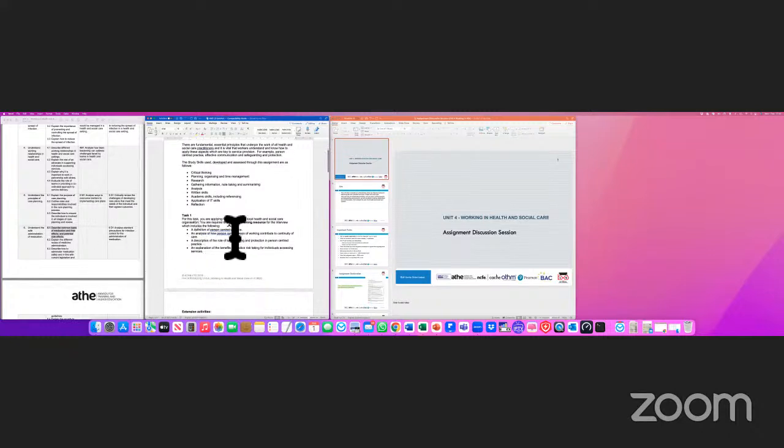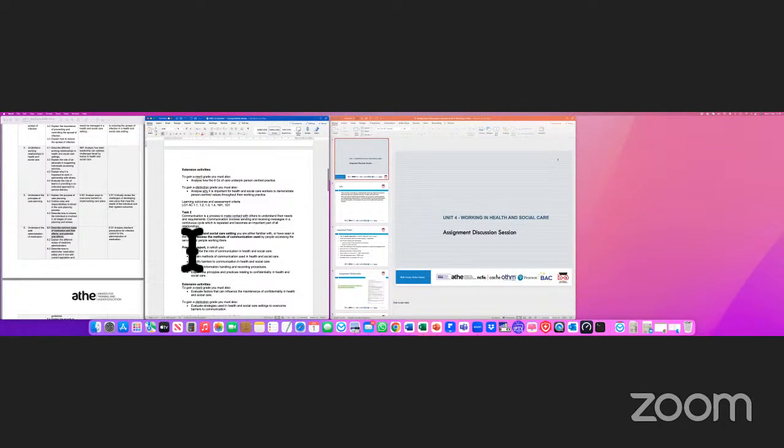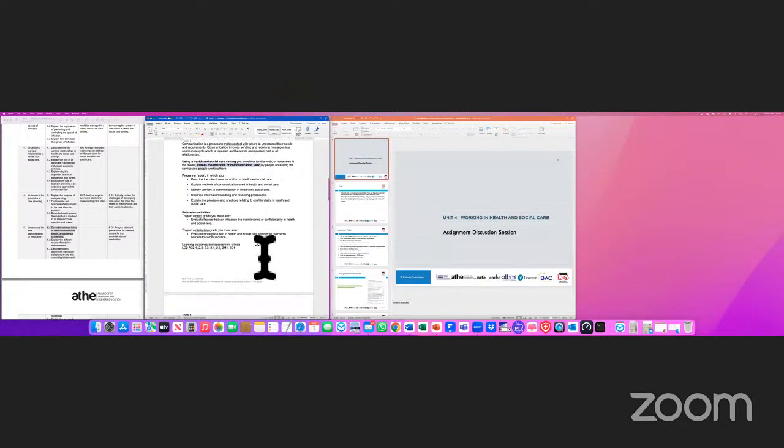So for task 1, as you can see, it says prepare a training resource for the interview, which is going to be a Word document. Then we look at the second one, it says assess the methods of communication used by people. So here, in this case, you could either do a PowerPoint presentation or you could essentially just create a Word document.